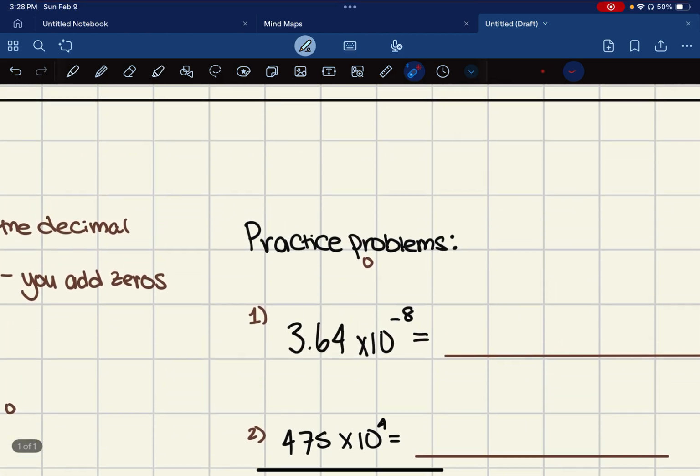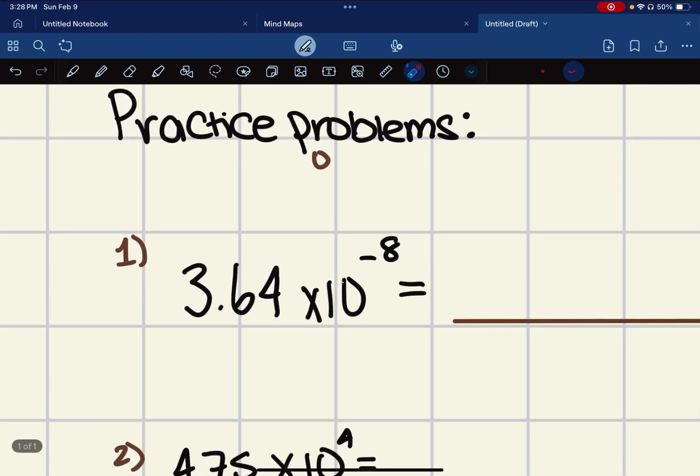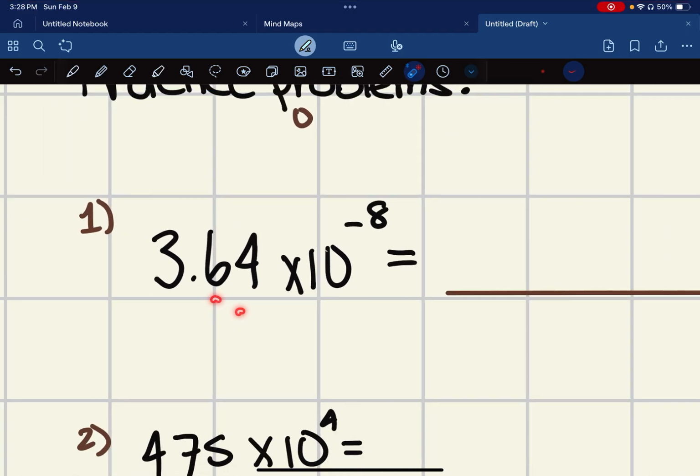If you need more explanation on that, I can also help you, but let's do some practice problems. I'm going to ask you to get out paper or just do it in your head. First we're going to start with 3.64 times 10 to the negative 8th. I'm going to give you a second to do it. You can pause the video.